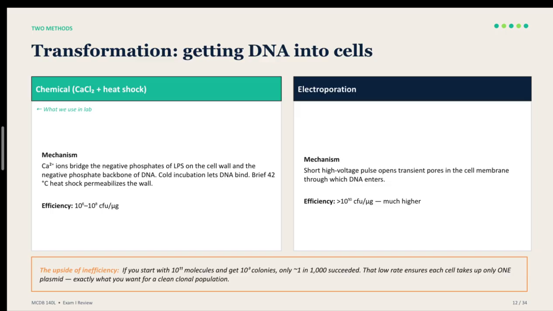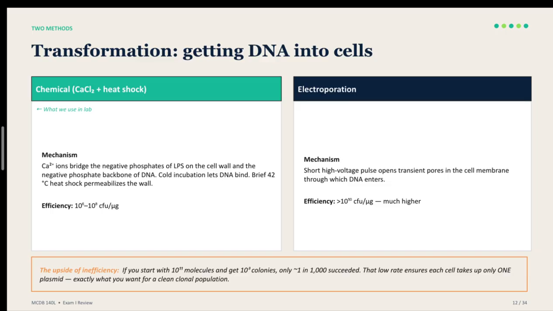For the purposes of this class, generally we do chemical transformation. Electroporation is actually a much better method in terms of its efficiency. It has a 2 to 4-fold efficiency over chemical. But for the purposes of this class, we don't really need super high efficiency, which is why we're using a chemical transformation.